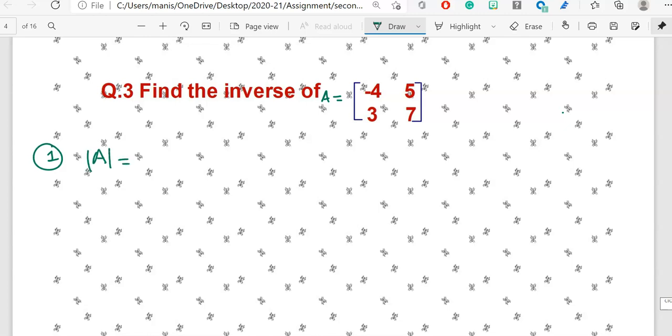So the determinant is, always draw this arrow over here. Negative 4 times 7 gives you negative 28. Put the minus sign on your own. 3 times 5 is 15. So your answer is what? When you do this, your answer is negative 43. So the value of the determinant is negative 43.